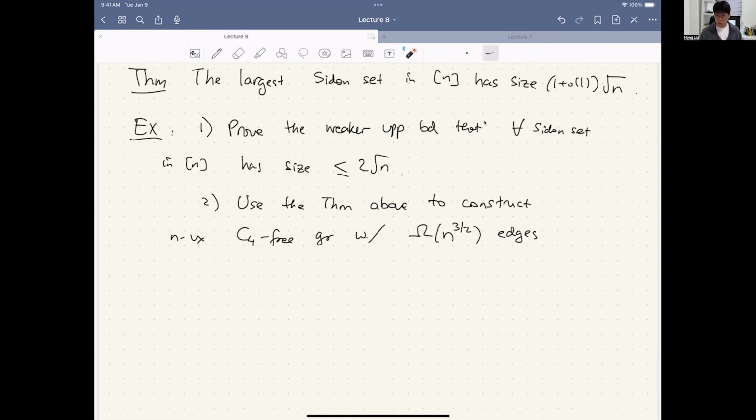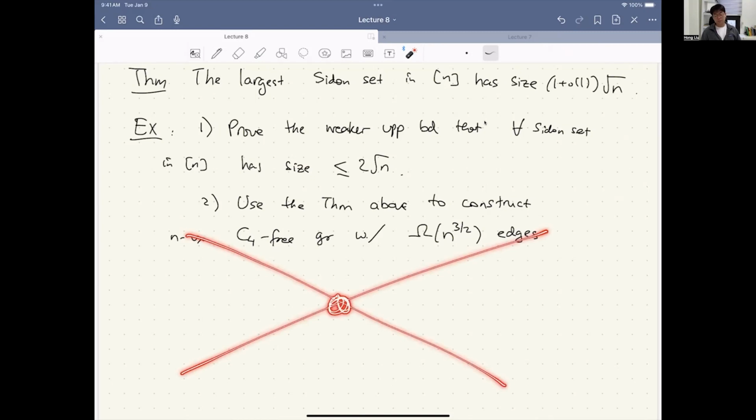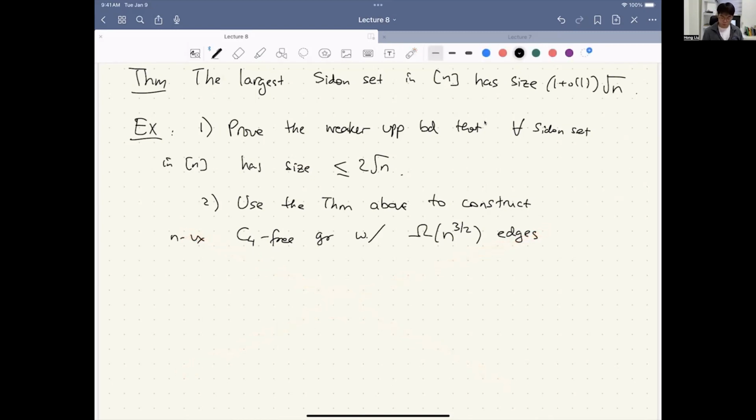Now let's actually construct asymptotically extremal C4-free graphs without using the Sidon set. Let's do it directly. This is a geometric construction using the fact that any two straight lines can only intersect at one point. So let's see how we use this simple fact to construct some dense C4-free graphs.